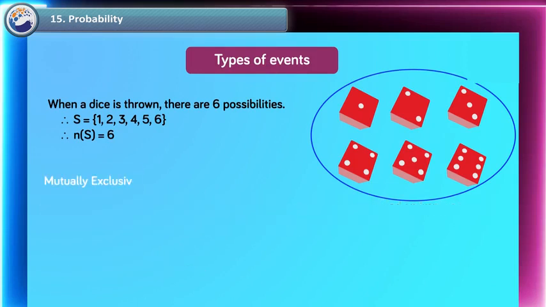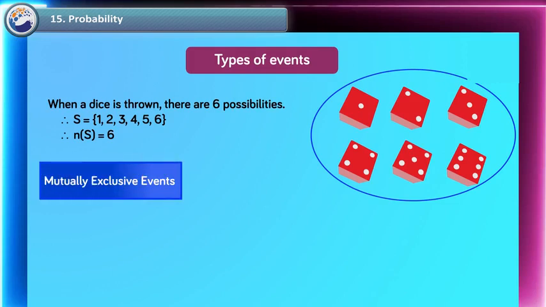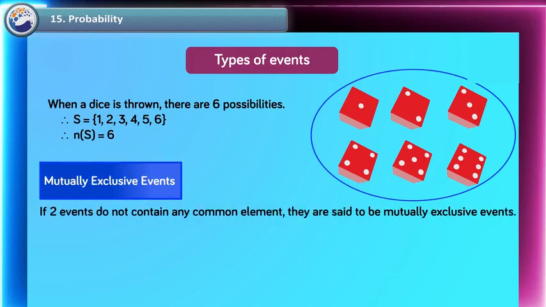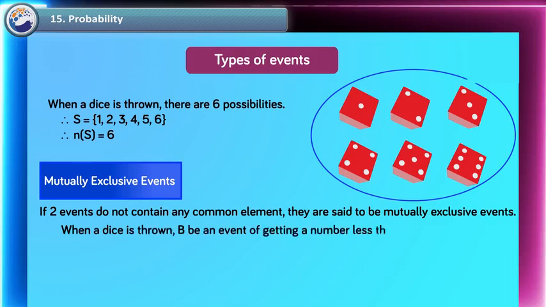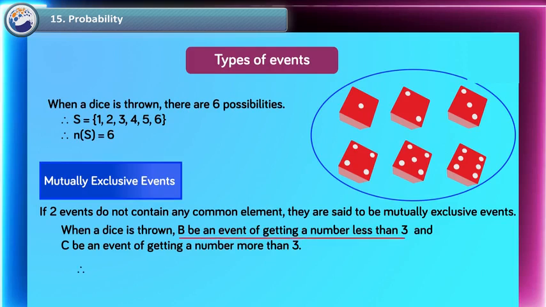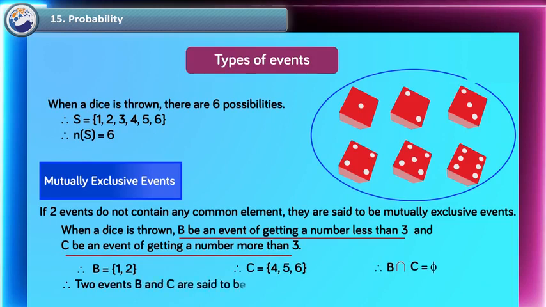Mutually exclusive events. If 2 events do not contain any common element, they are said to be mutually exclusive events. Example, when a dice is thrown, let B be an event of getting a number less than 3 and C be an event of getting a number more than 3. B is an event of getting a number less than 3, that is 1 and 2. C is an event of getting a number more than 3, that is 4, 5 and 6. Sets B and C do not contain any common element. In short, 2 events B and C are said to be mutually exclusive if B intersection C is a null set.